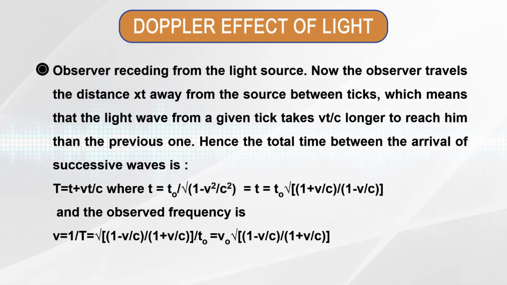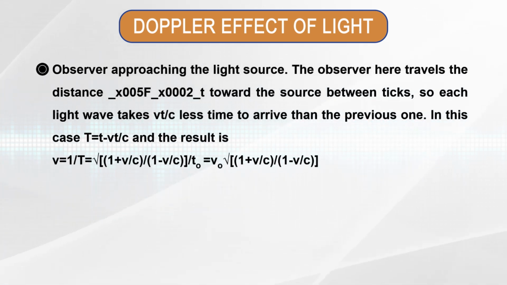The final time we can calculate: capital T is equivalent to the original time t plus vt by c. Again we use the time dilation relation, t is equivalent to t naught root of 1 minus v square by c square, put in this value and do some simple mathematics, so that T is equivalent to t naught root of 1 plus v by c upon 1 minus v by c. This is in terms of time. To convert this into frequency, we just revert this, because nu is equivalent to 1 upon capital T. After reverting, the formula is: nu is equivalent to nu naught root of 1 minus v by c upon 1 plus v by c.